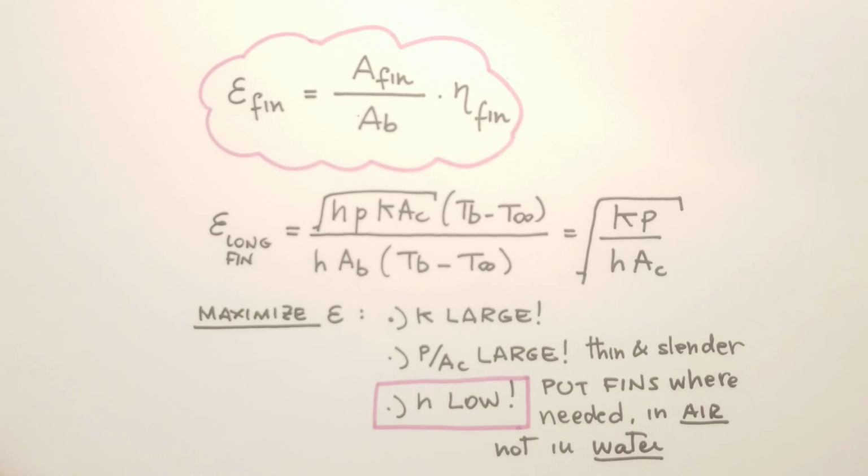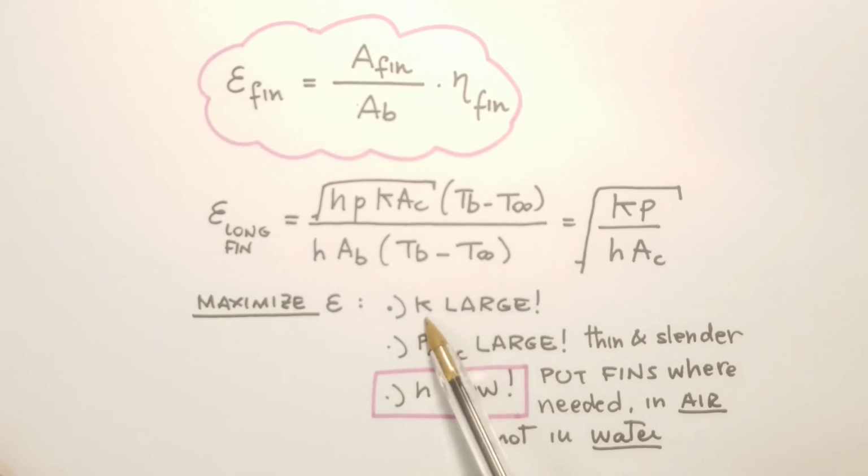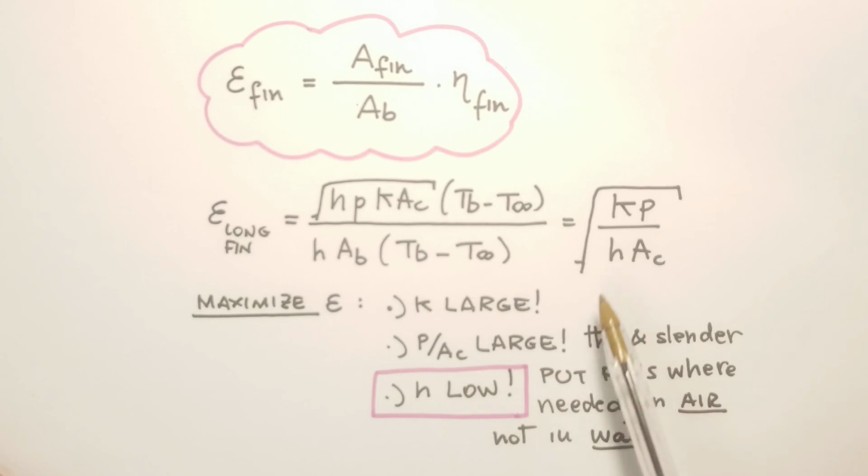So what can we note here? We note that we want to maximize the effectiveness. To do so, we must have, as we said, a very large thermal conductivity, and we want thin and slender fins because we want a large ratio between the perimeter and the cross-sectional area. So a large perimeter and correspondingly a small cross-sectional area. We note also h here is in the denominator. So we actually want a low heat transfer coefficient of convection.